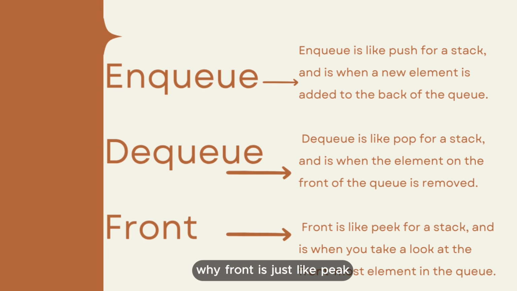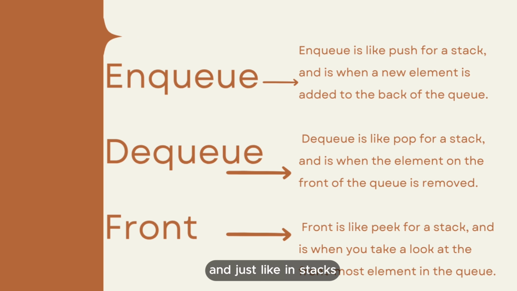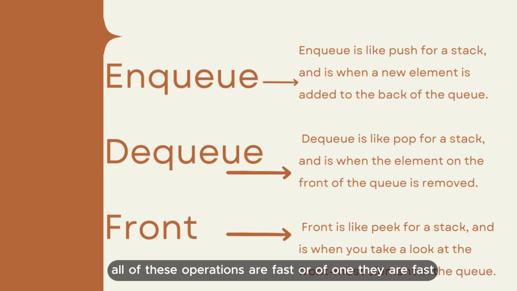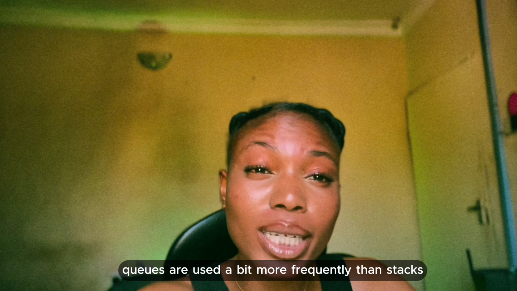Why front is just like peek. It is when you take a look at the frontmost element in the queue. And just like in stacks, all of these operations are fast. O of 1, they are fast. I think in real world programming, queues are used a bit more frequently than stacks.